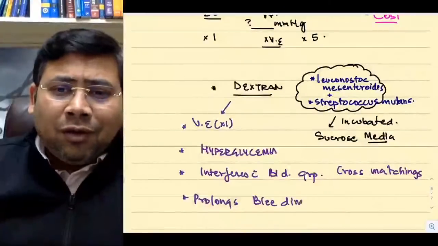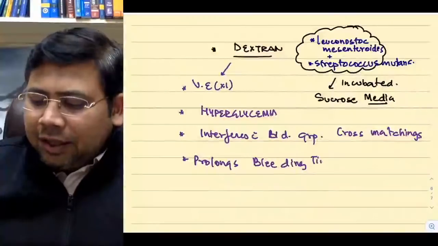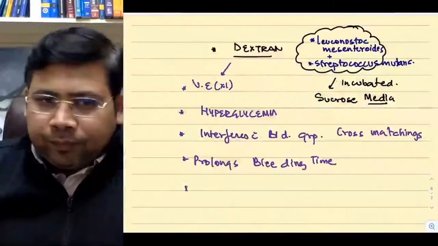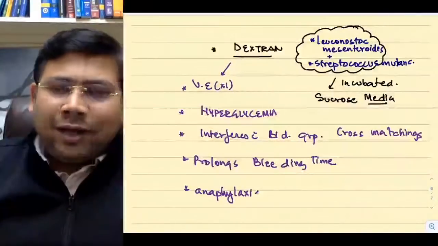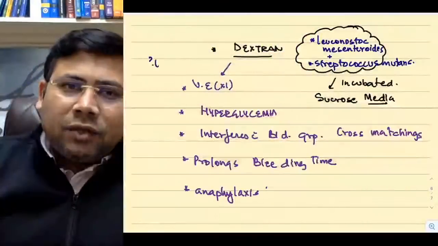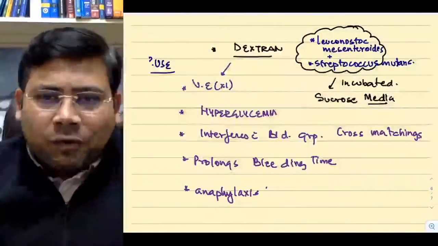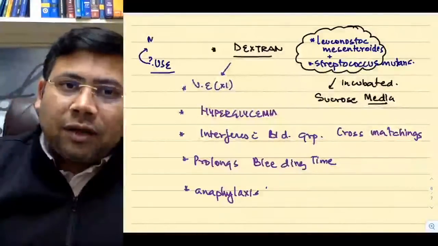important points. And do you know, they have so much bacterial components, lipopolysaccharides, that they are going to cause anaphylaxis. But see, where do we use dextran? Since it is going to prolong the bleeding time, we utilize this for microvascular anastomosis.